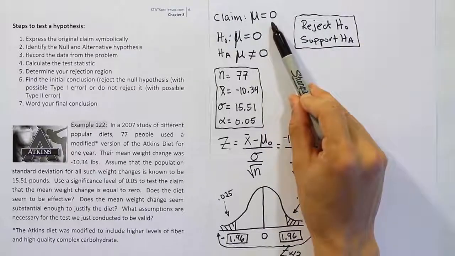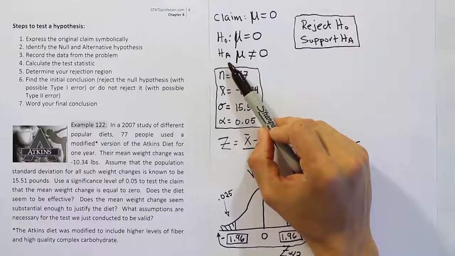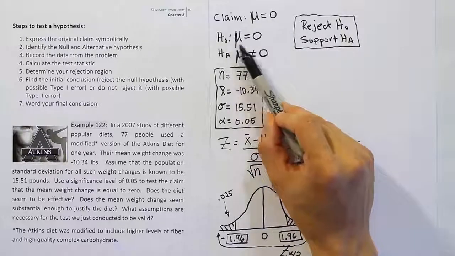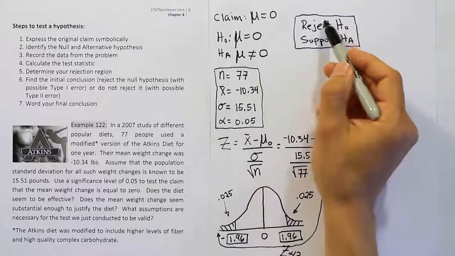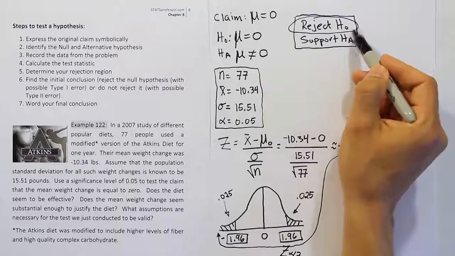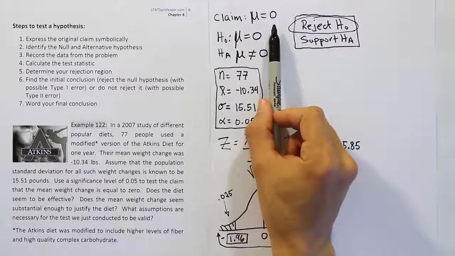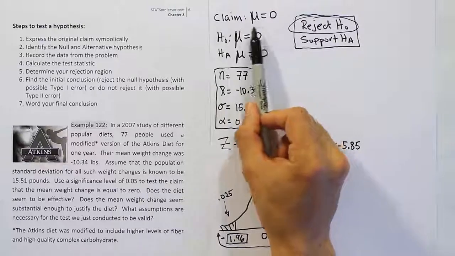So when I look at the claim, I ask myself, is the claim HO or HA for this problem? Well, in this particular problem, the claim and HO are the same, so it means I will use this wording in the end. I'm going to go ahead and say that I reject the claim. So I reject the claim, and remember what the claim was saying. It was saying the mean weight change was 0, meaning that you didn't lose any weight on the Atkins diet.